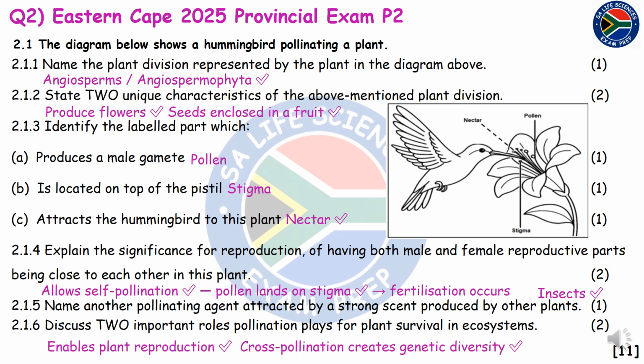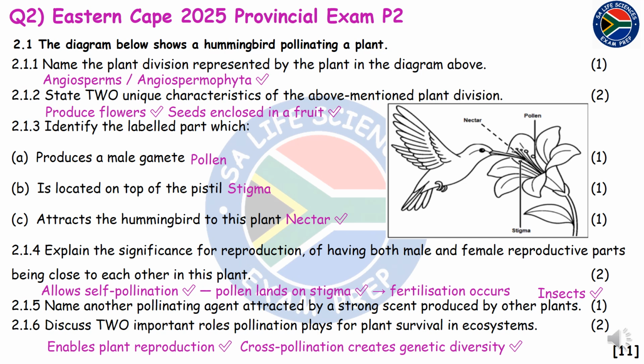So 2.1.1 asks you to name the plant division represented by the plant in the diagram. That would be angiosperm or angiospermophyta, but saying angiosperm is just fine. Note that for these kinds of questions, when you're asked to name the plant division, try to use the scientific names instead of the common names. So for example, instead of mosses, you would say bryophytes. Instead of ferns, you would say pteridophytes. Instead of conifers, you would say gymnosperms. And instead of flowering plants, you would say angiosperms.